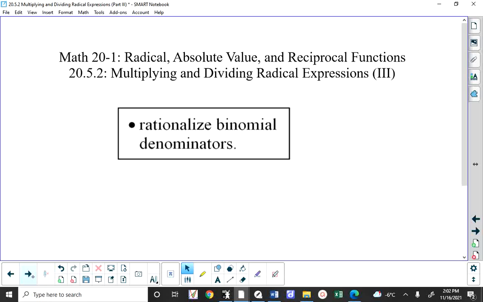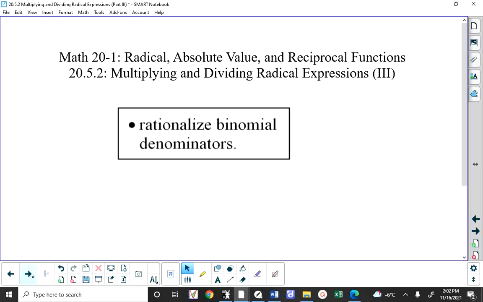What is a binomial denominator? A binomial denominator would be a denominator that has two terms. So a plus b is a binomial. X minus 2 is a binomial. But those two binomials that I just gave you, a plus b and x minus 2, those do not need rationalizing because they don't have radicals in them.